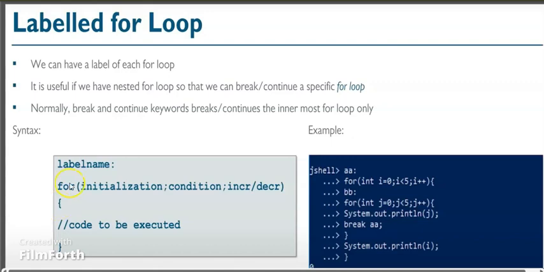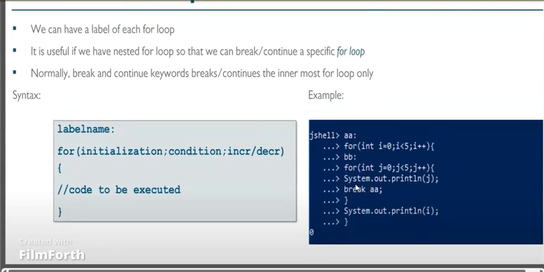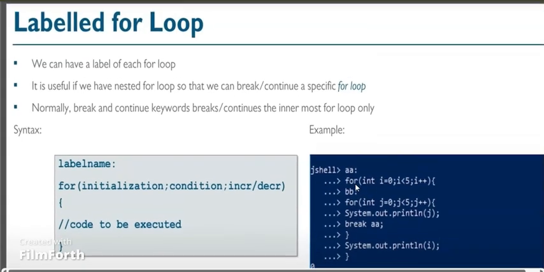In a labeled for loop, we give the label name and then the for loop. There will be three statements: initialization, condition, and increment or decrement. So there is a basic example. You can see how I have written it. There is a different way, and when I show the example, you can see which loop I am using.